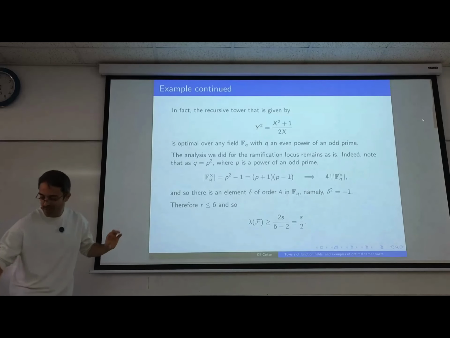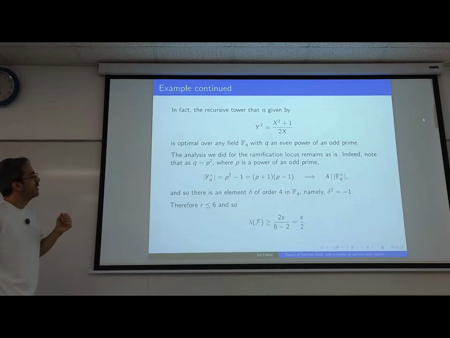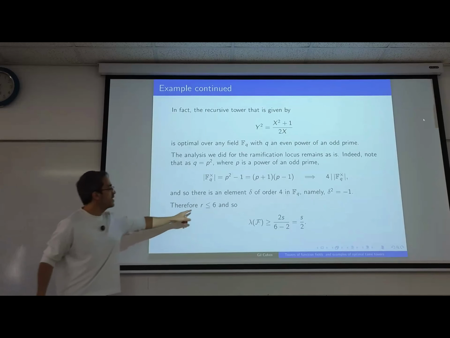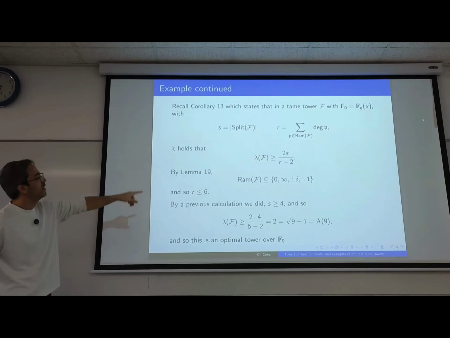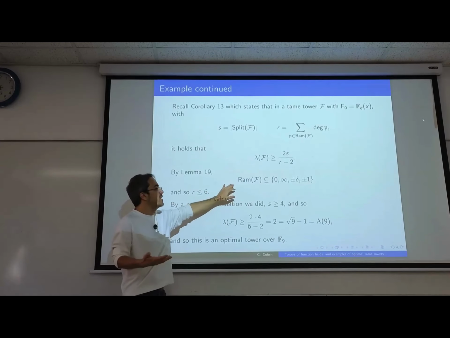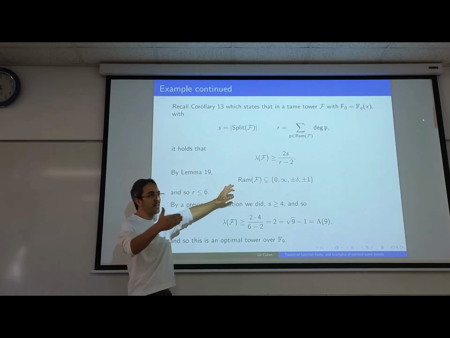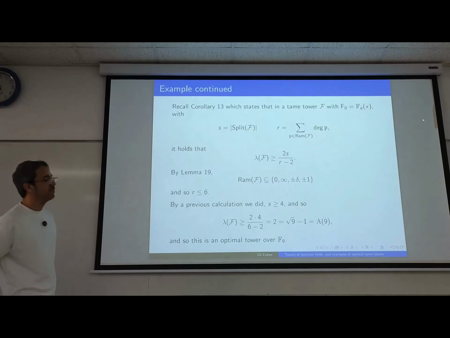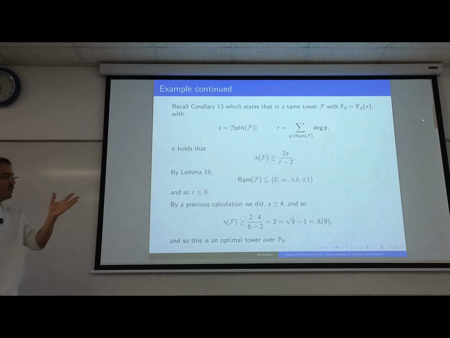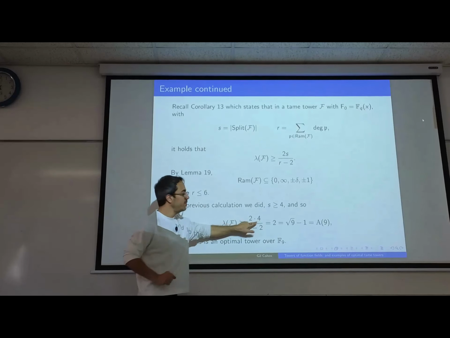So first of all, I don't want to do it again, but it turns out that R is at most 6, the ramification locus calculation that we did actually has nothing to do with F3 or anything like that. You can do it for every prime power which is an even power of an odd prime. That's simple. The hard part is this 4, the splitting locus.